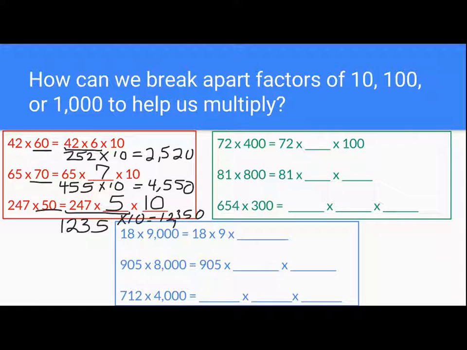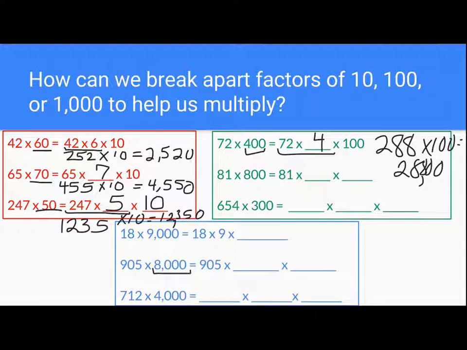You get the idea. We could do the same thing with factors of 100. So 72 times 400, we can break up that 400 into 4 times 100. Now this just made it so much easier. 72 times 4, 288 times 100. Well, now we just add the 2 zeros. And we get 28,800.